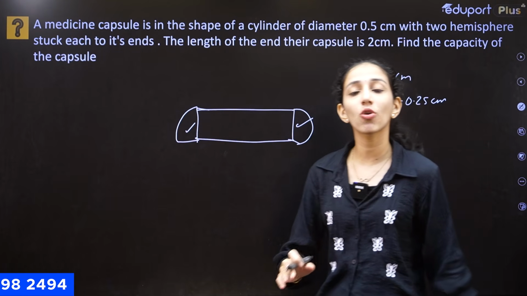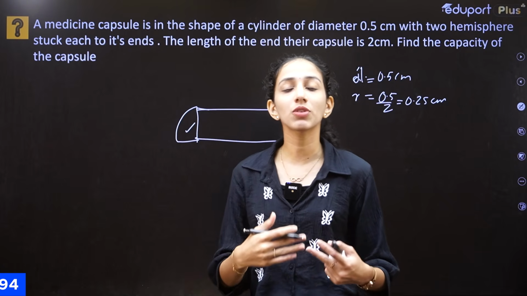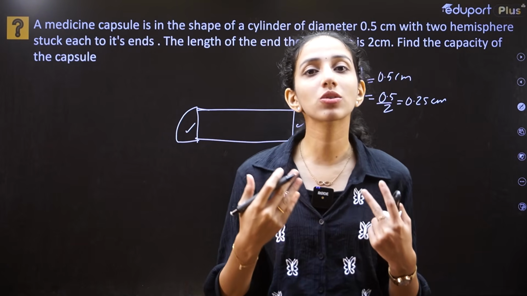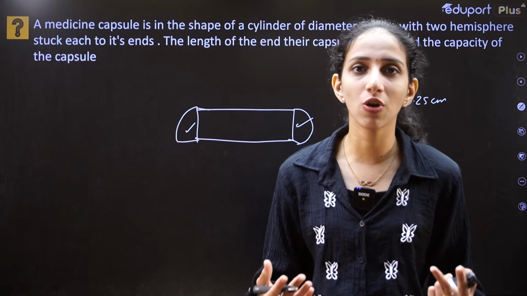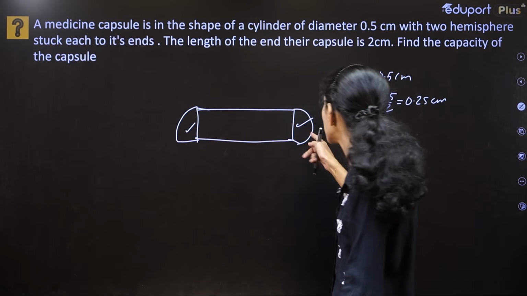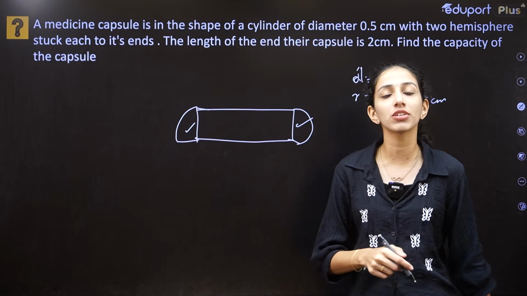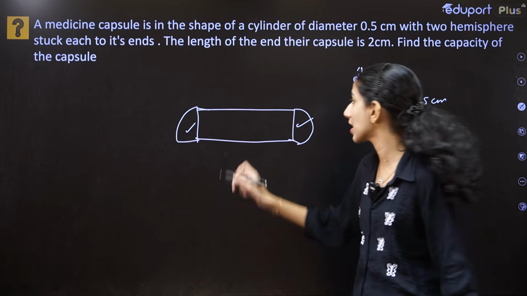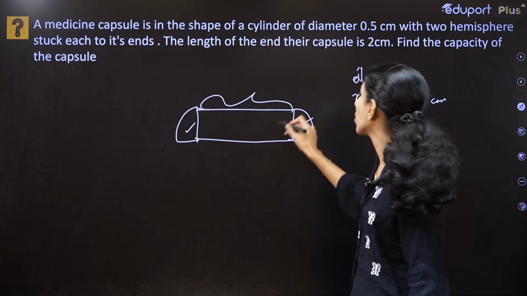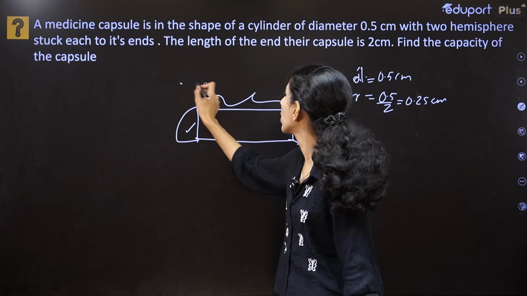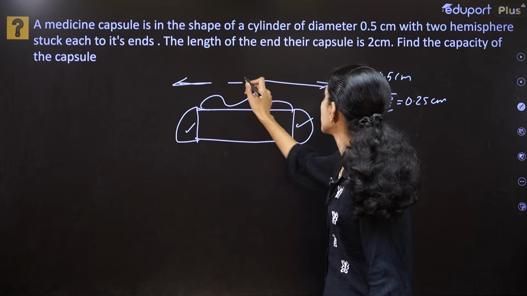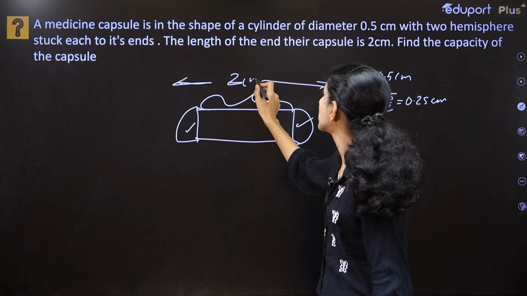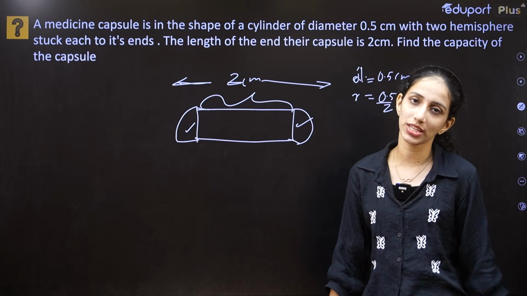Then what will be the volume of the cylinder? What is the volume of a cylinder? Pi r square into h. We have the value of radius because the radius of the hemisphere and the radius of the cylinder are always equal. Then we need to find out the height of the cylinder. Height means this value. The whole length is equal to 2 centimeter. That's already given in the question.